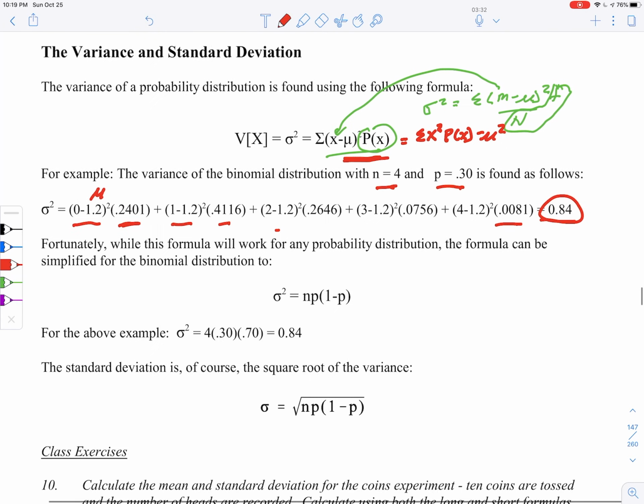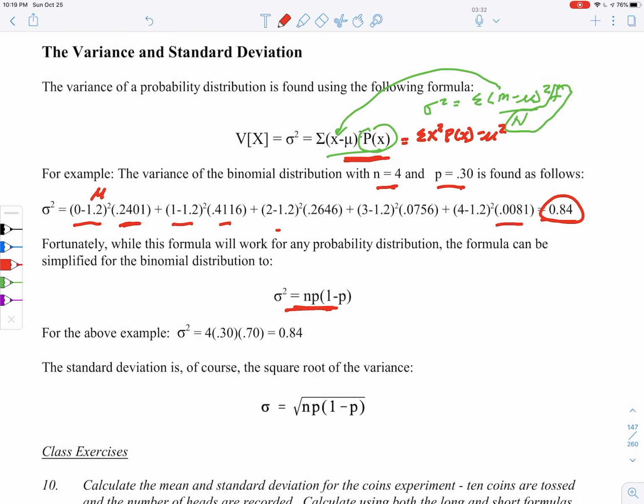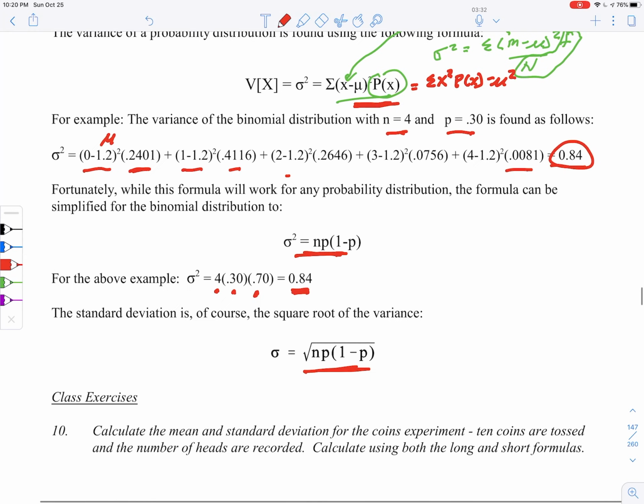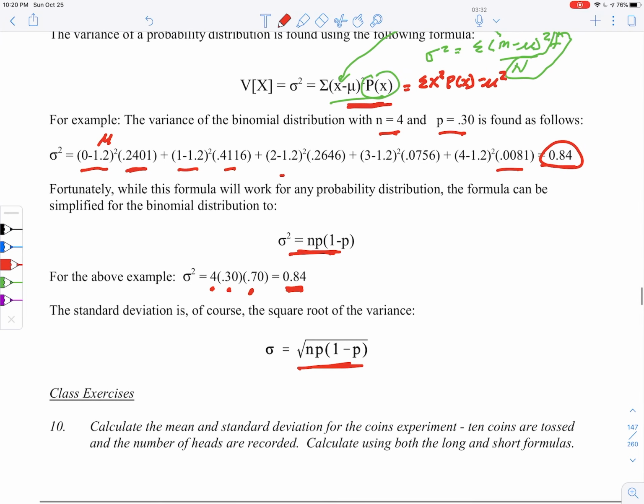Well, it turns out that actually there's an easier formula for a binomial distribution, and it's simply that the variance is equal to n times p times 1 minus p. So 4 times 0.3 times 0.7 is 0.84. And then finally, if we took the square root of that, we would get the standard deviation. So the square root of 0.84 is something about 0.9. I haven't actually calculated that, but it's easy to run through a calculator.